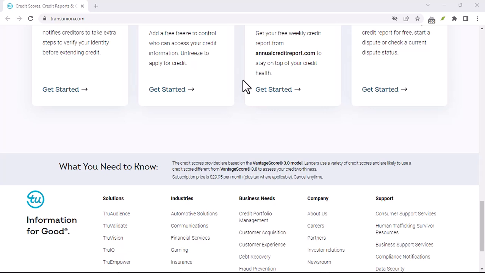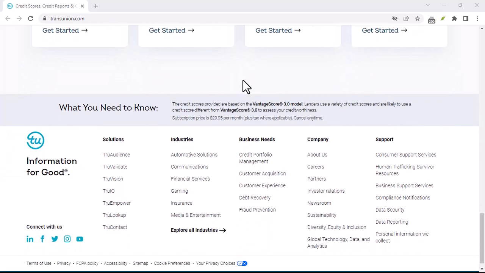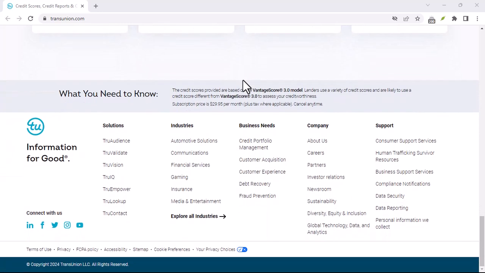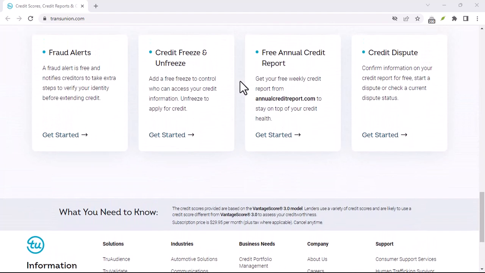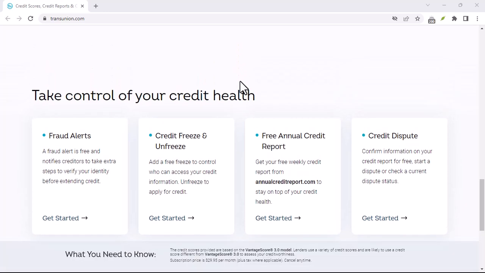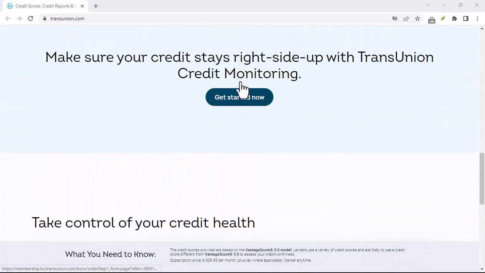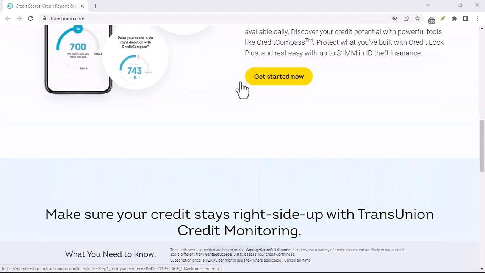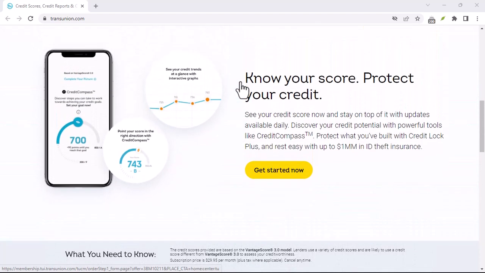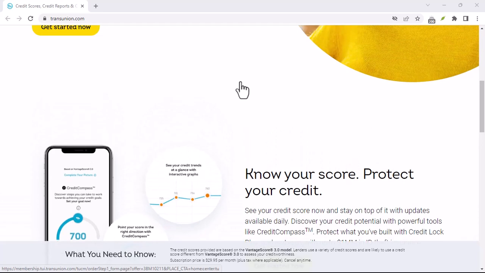Imagine this: you're applying for a loan or a credit card, and you're confident about your financial standing. But then, you get rejected. When you investigate, you discover that your credit report is riddled with inaccuracies. It's a frustrating and potentially damaging situation. But don't worry, you have the power to correct these errors.